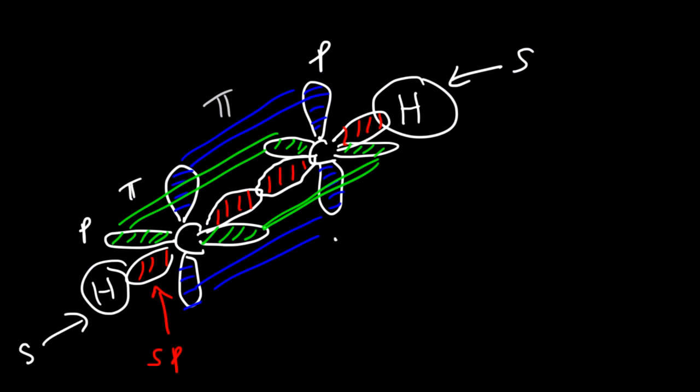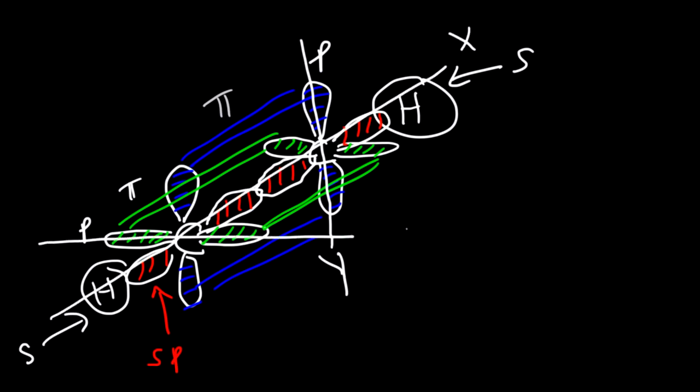And the one in blue, we could say it's along the y-axis. And let's say this is the x-axis, then this must be in the z-axis. And so you can see everything. And that's acetylene. That's another way to draw it.